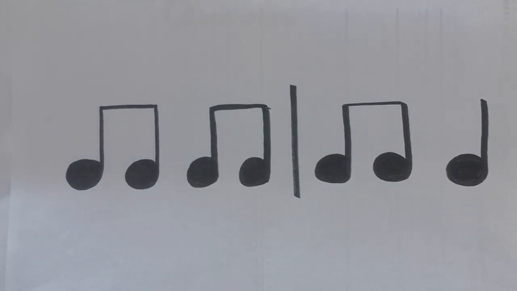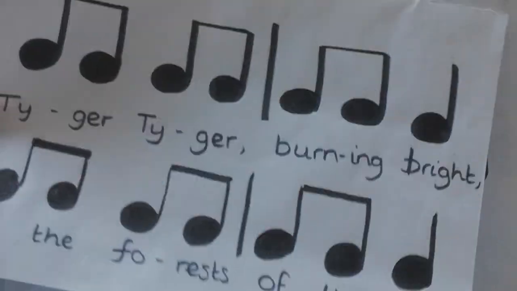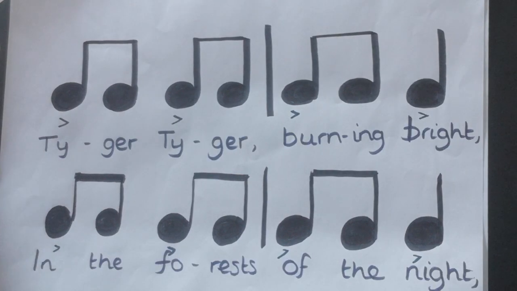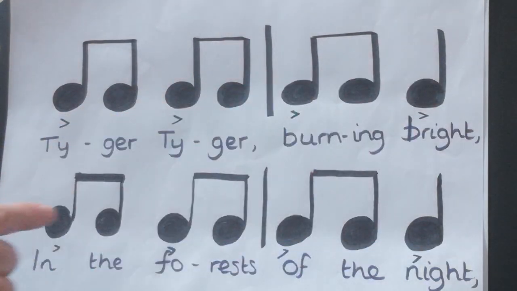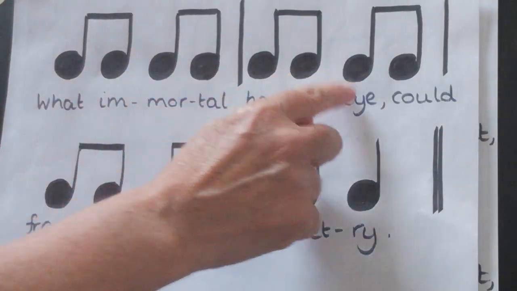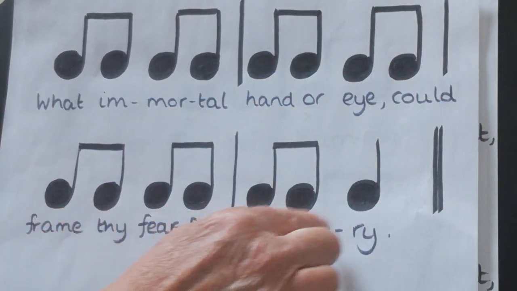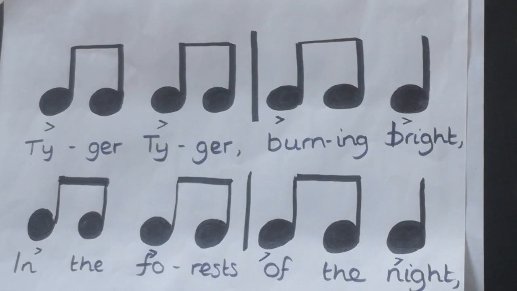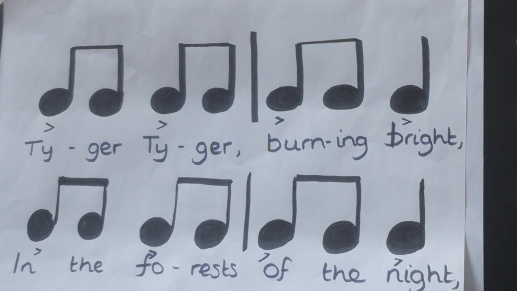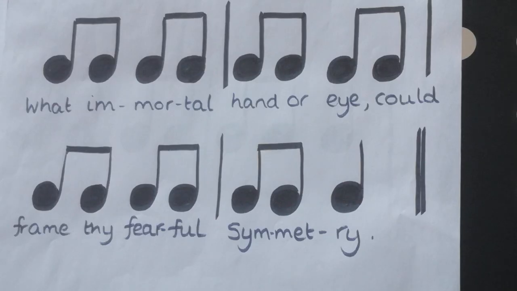So we could try the poem all the way through, this time substituting crotchets, quavers. Here we go. One, two, three, four. Tiger, tiger, burning bright in the forest of the night. What immortal hand or eye could frame thy fearful symmetry? See how it makes it a little bit more exciting with the drum. Tiger, tiger, burning bright in the forest of the night. What immortal hand or eye could frame thy fearful symmetry?